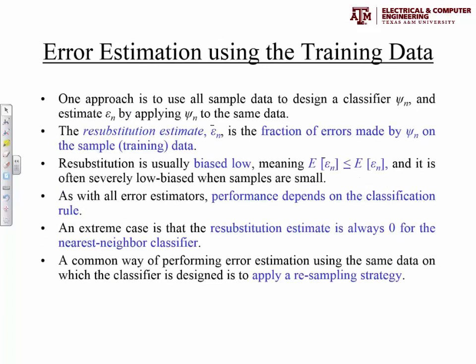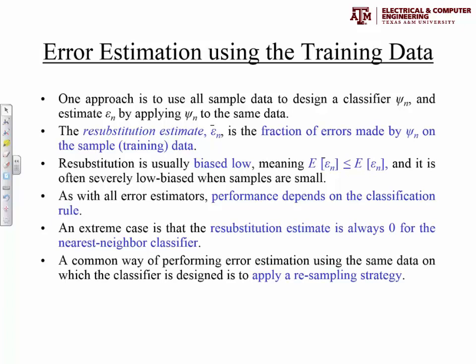So different techniques are used, and again, these are all ad hoc. I'm just covering them for your information because in papers in the genomics area, in bioinformatics, people use them all the time. But theoretically, they are not on that kind of sound footing. So one approach is to use all the sample data to design a classifier psi n and to estimate the error by applying psi n to the same data. So the training data is the same as the data that you use for testing.